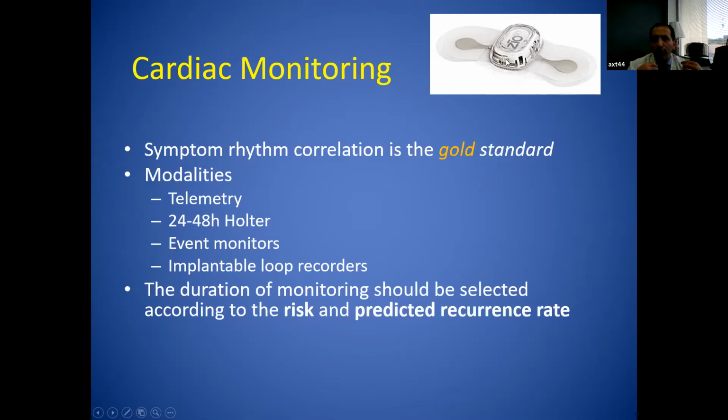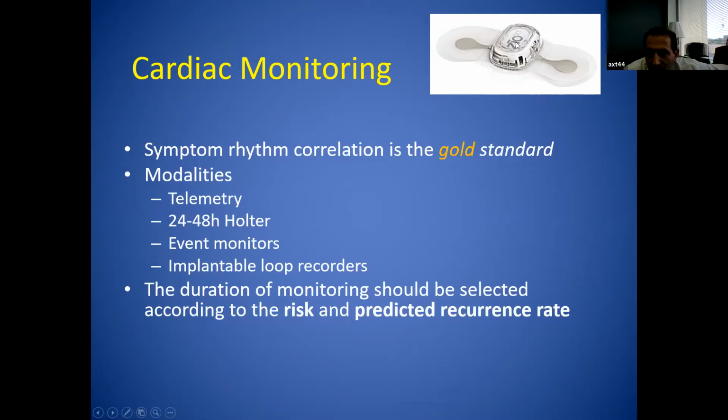We used to do Holters with cables, and the patient had to go home with a little box. But in the past decade, we've been using more and more of these. They're very convenient. They're very discreet. They're easy to apply. They go on the chest on the left side. As you can see here, there's a button in the middle.